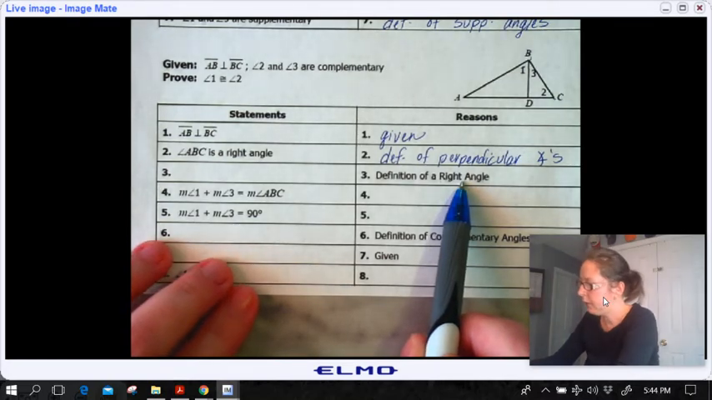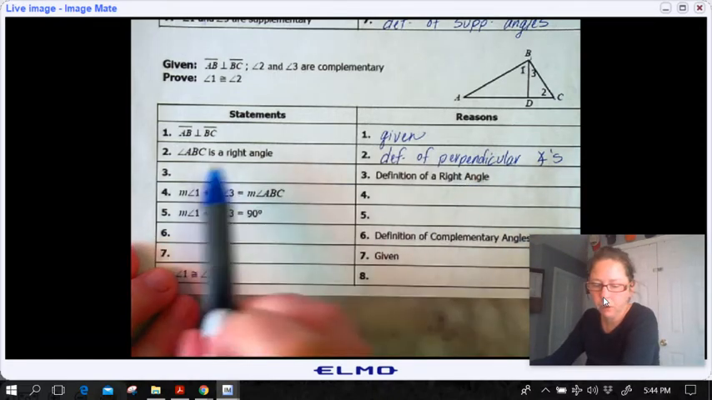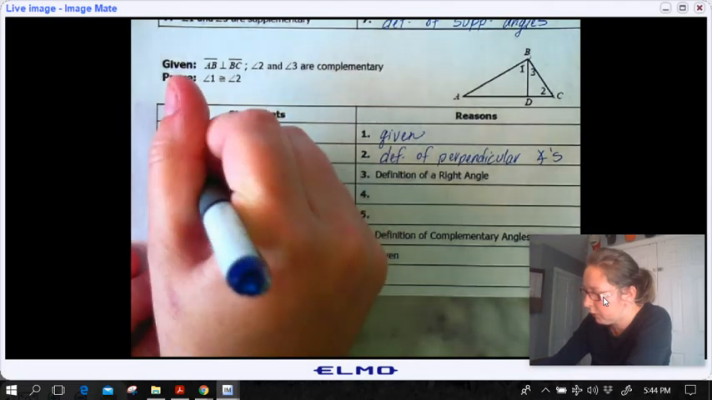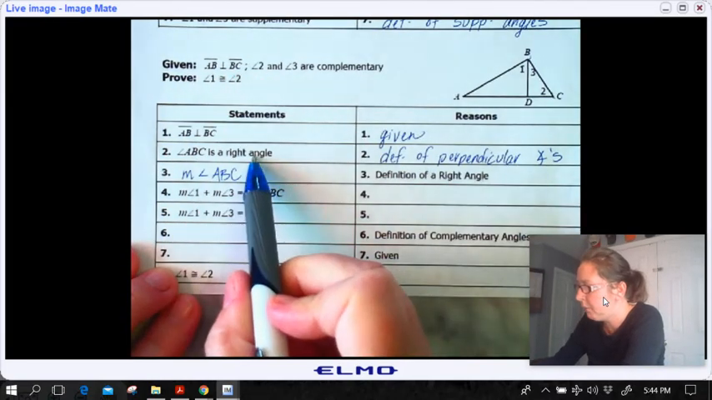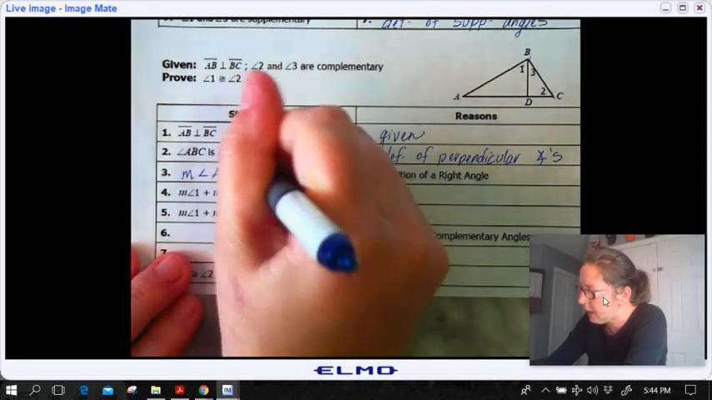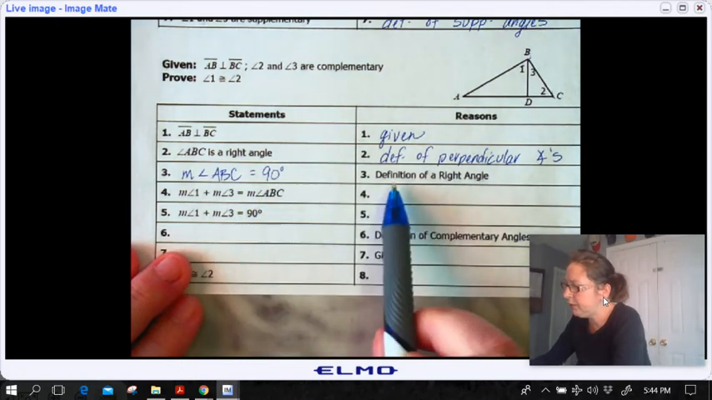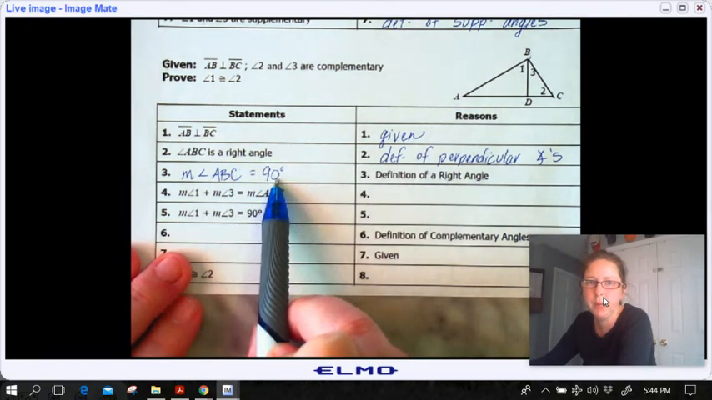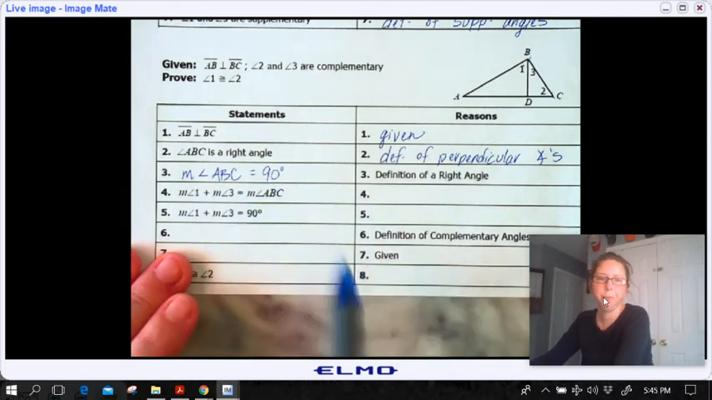So what could that mean? Definition of a right angle? Well, that would tell me that the measure of angle ABC, what does it mean to be a right angle? It means that it's 90 degrees. So whenever you see definition out here, you want to take right angle and say, what does that really mean? The measure of the angle is 90 degrees.